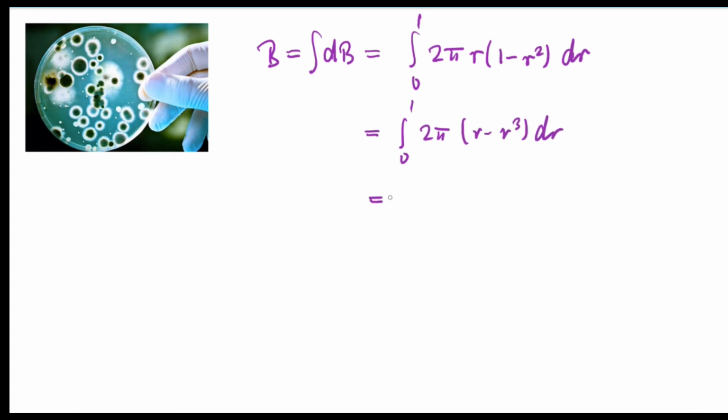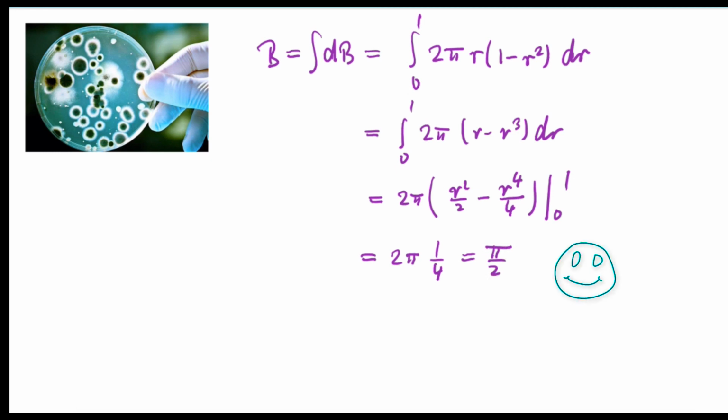So integrate this. I keep the 2 pi and I integrate the rest. We get r square over 2 minus r to the 4 over 4, between 0 and 1. And then this is 2 pi times 1 quarter, and then this is pi over 2. Aren't you impressed how quickly I can do this?